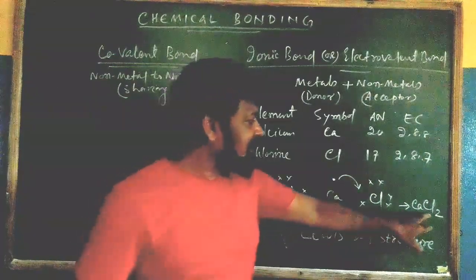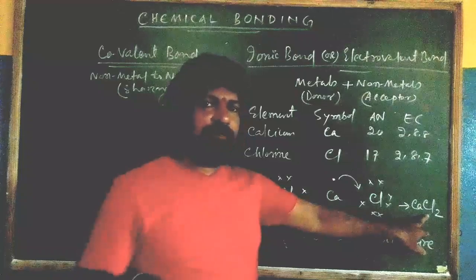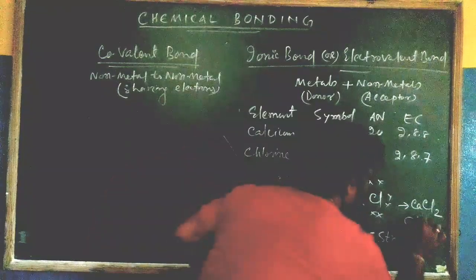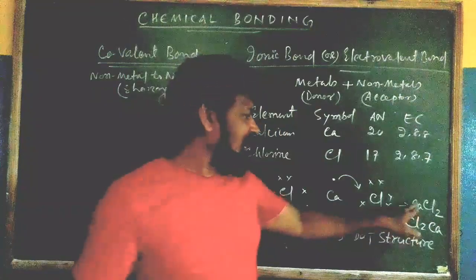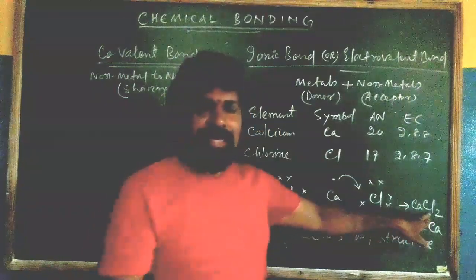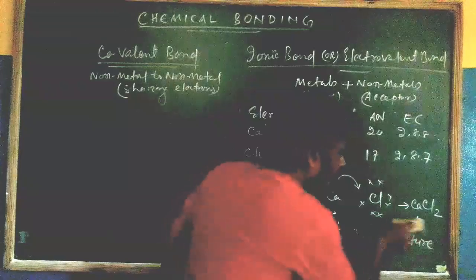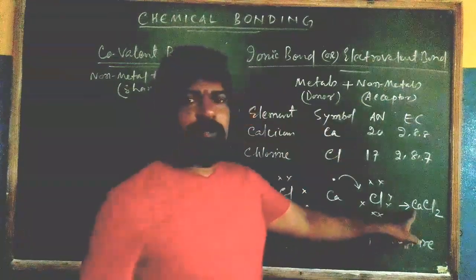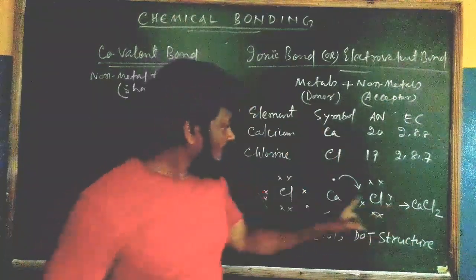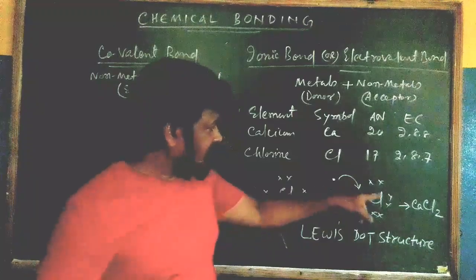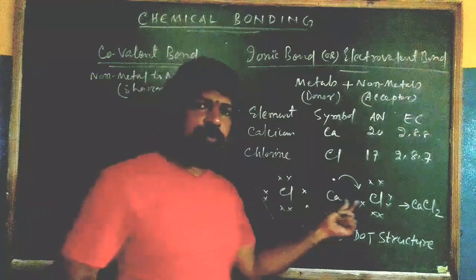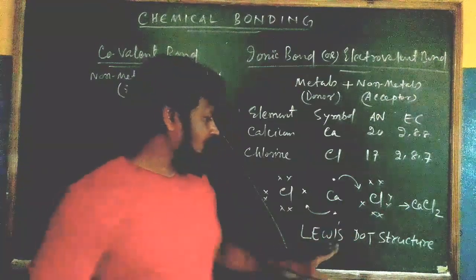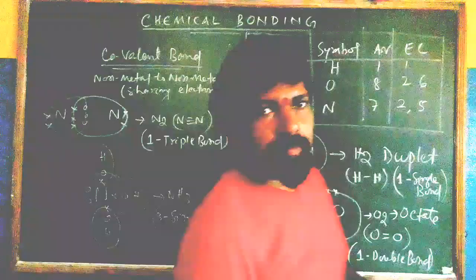It is written CaCl2 but not Cl2Ca. This way of writing is wrong. Why? Because the donors, which are positive, are generally written first and the negatives are written next. So this is the wrong way of representing, but writing CaCl2 is the correct answer. And here I have shown the electrons in the form of dots, and how they transfer from one atom to another. This is given by the Lewis dot structure.